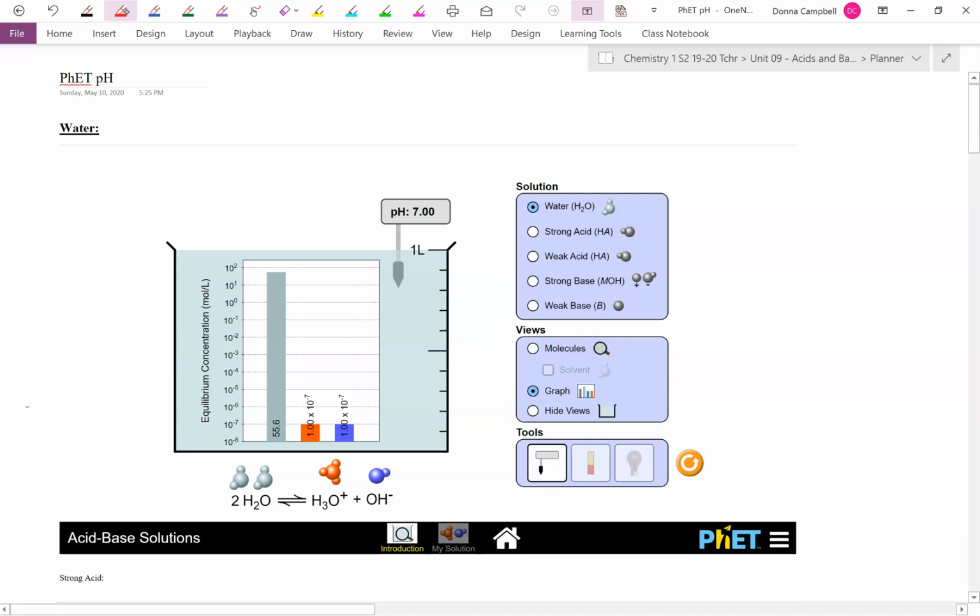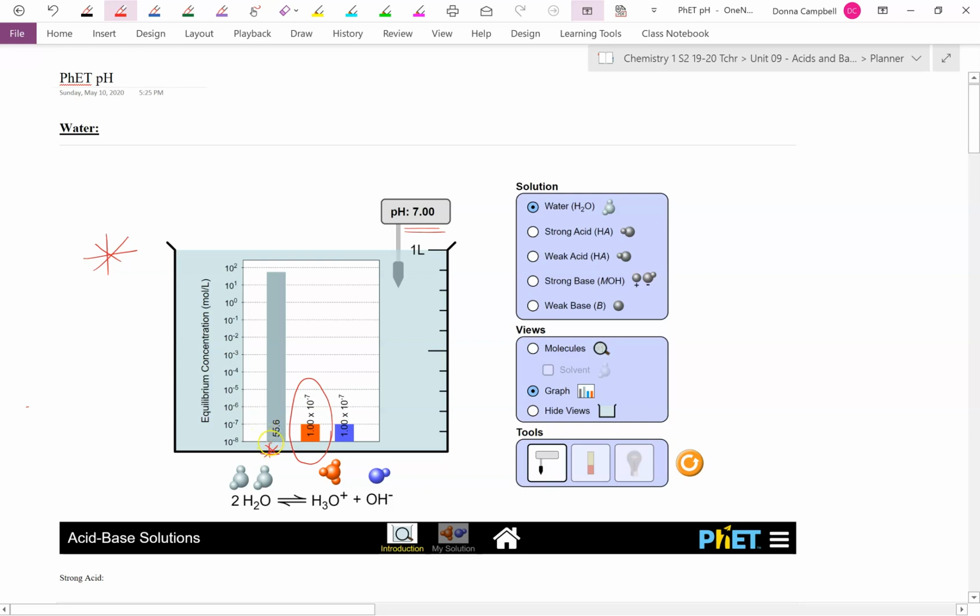So this is an overview of pH and how to calculate it and how to put it all together. First we need to start with water. Water has a pH of 7, and you know that because the H plus or the H3O plus concentration is 1 times 10 to the negative 7.